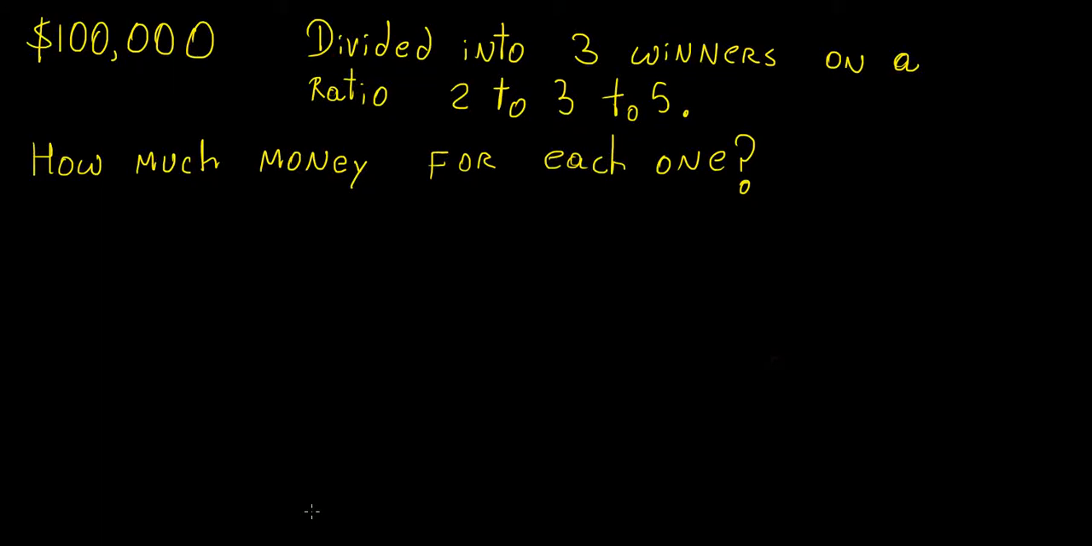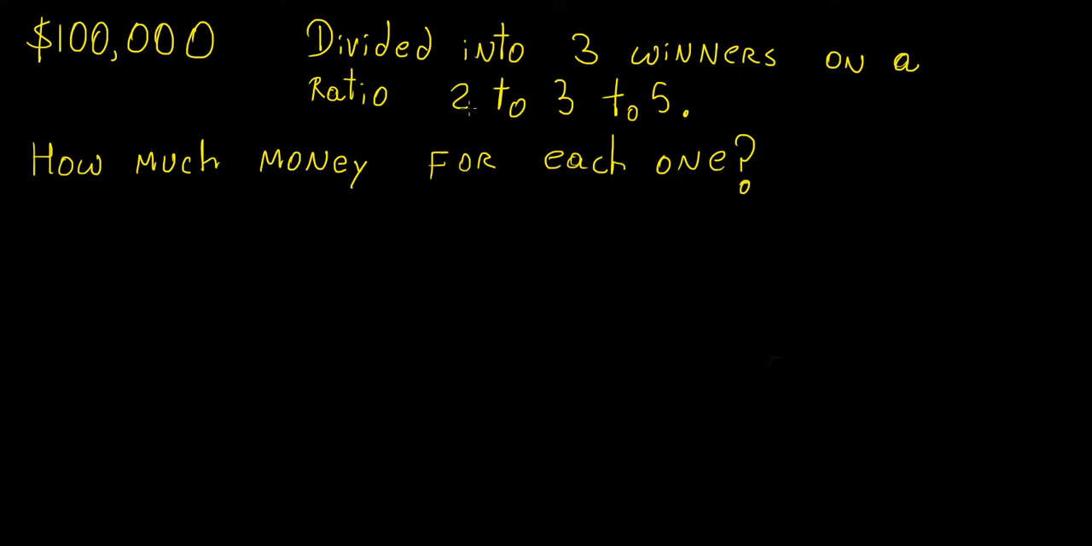Alright, in this video we're going to continue with applications of ratios. Suppose we're given a problem like this one. There's a lottery with a jackpot of $100,000 to be won, and we want to divide that among 3 winners, but we want the ratio of the earnings to be 2 to 3 to 5. So the question is, how much money should we give to each of those winners?